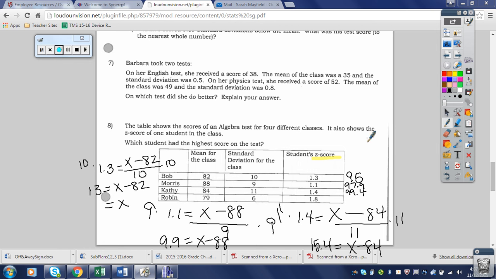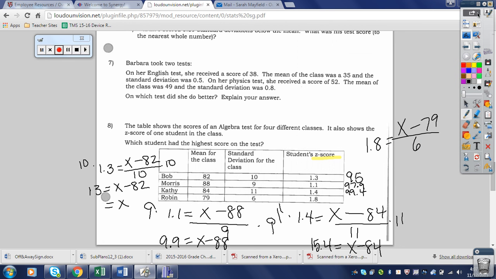Last one, let's try Robin. Robin got a 1.8. We're looking for x. Her mean was 79. We divide by the standard deviation, which is 6. How do I get x by itself? Get rid of fractions. Multiply both sides by 6. 1.8 times 6. You get 10.8. Add 79 to both sides. You get 89.8. Who scored the best? Kathy.